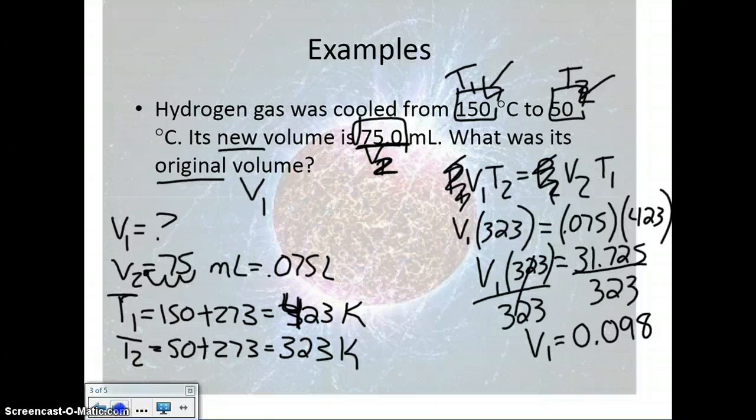Okay, so here's our first sig fig. Is the 8 going to make the 9 round up or stay the same? It's going to round up to what? 0.1. So 0.1 liters. Okay. All right, do we got more problems?